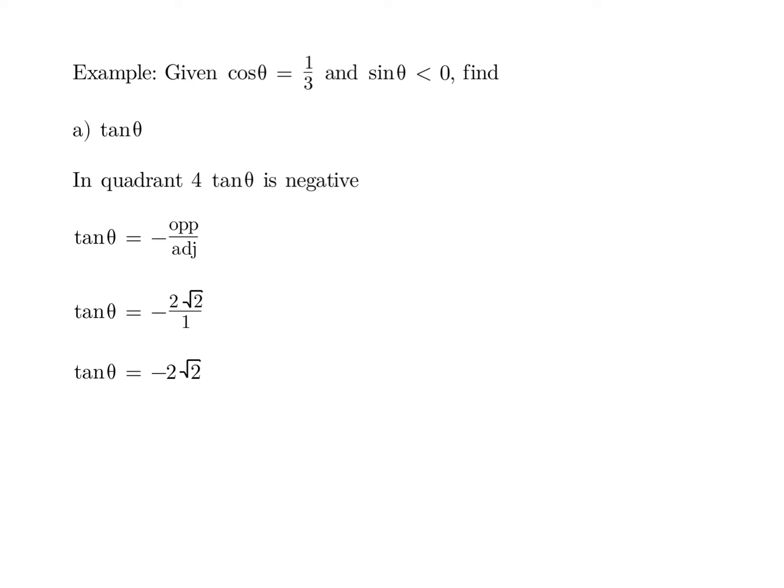So starting with tan theta, tan theta in the fourth quadrant is negative, so therefore we get negative opposite over adjacent, so we get negative 2√2 over 1, which is just negative 2√2.